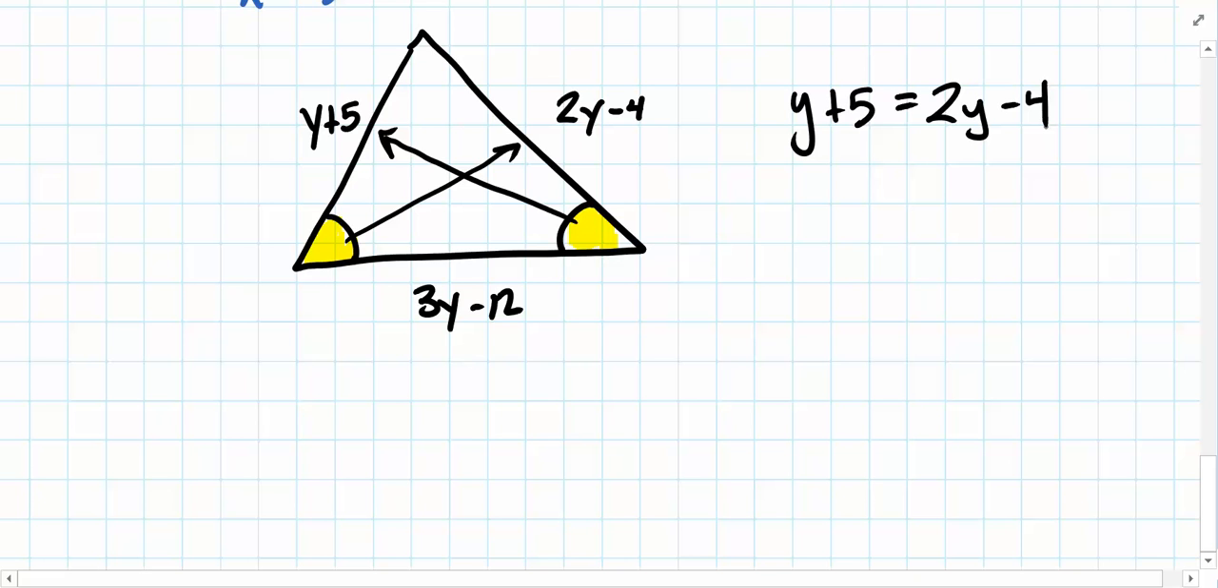Yeah, you were given that the angles at the bottom were congruent. Sorry if you didn't know that. You were given the angles at the bottom were congruent, the base angles. So therefore, using the isosceles triangle theorem, you can say then that y plus 5 is 2y minus 4.